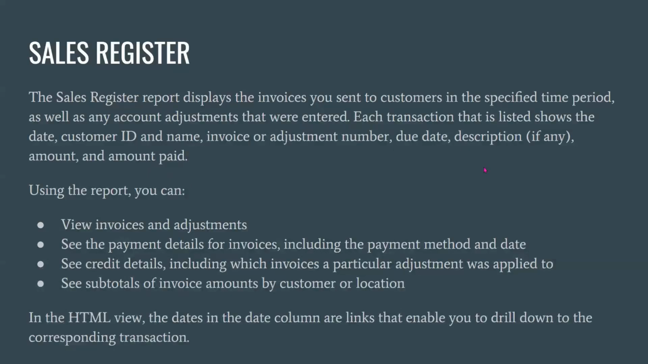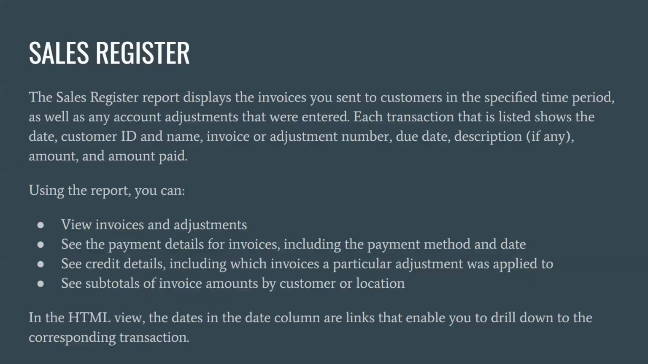So in Intacct, the sales register is the report that displays the invoices sent to customers in a specified time period, as well as any account adjustments that were entered. Each transaction that is listed shows the date, customer ID, name, invoice or adjustment number, due date, a description if we used one, amount, and amount paid. So we get a lot of information from this report.